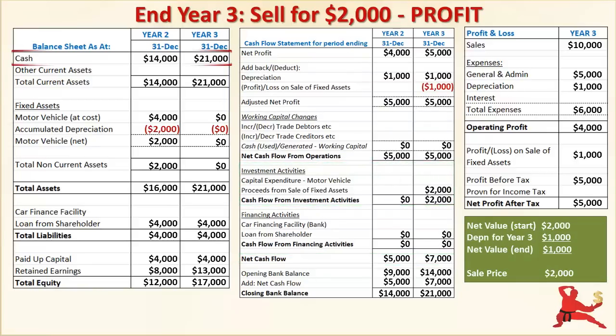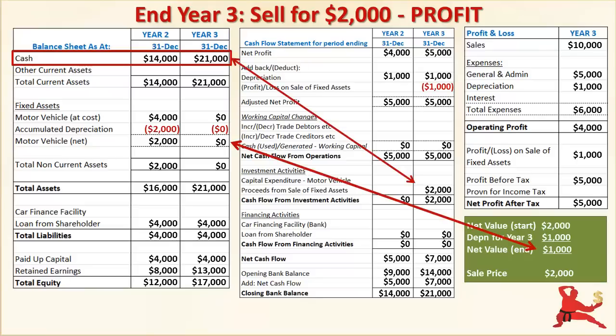Let's go back to the balance sheet for a minute. That $1,000 net value of the car on the asset side of the balance sheet turned into $2,000 cash when the sale happened. Now, the balance sheet must always be balanced. What happens on the asset side must be matched by an equal number on the liabilities and equity side. That $1,000 surplus over the net value of the car is in the retained earnings line because it's part of the profits that your business has accumulated.